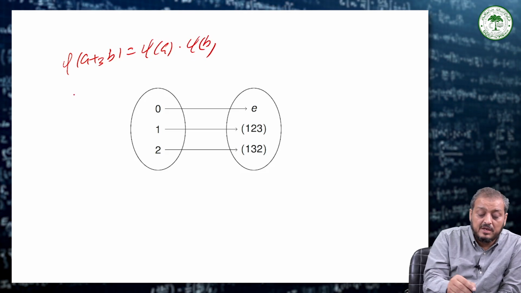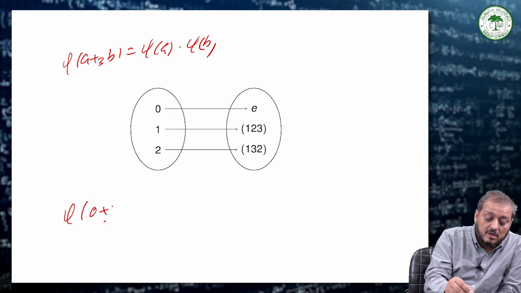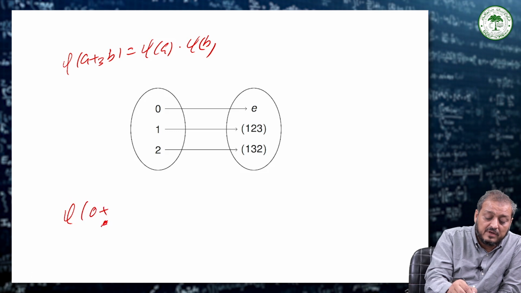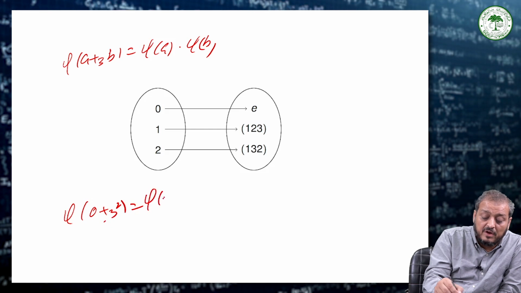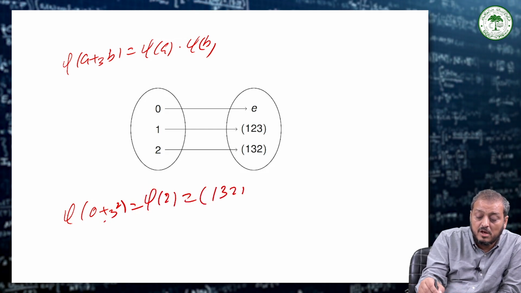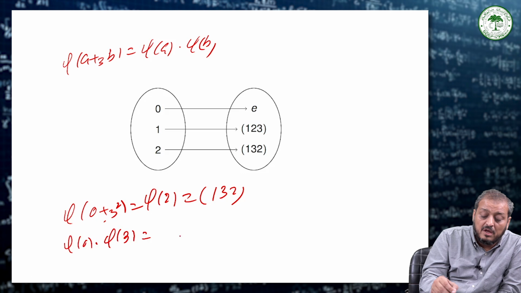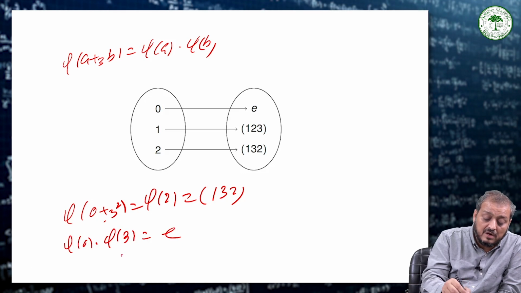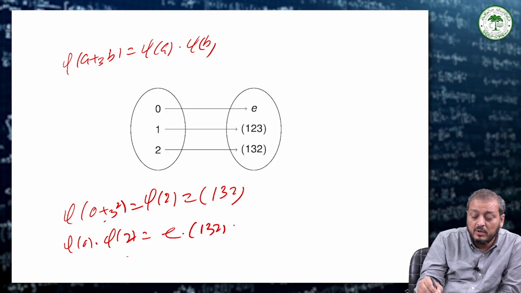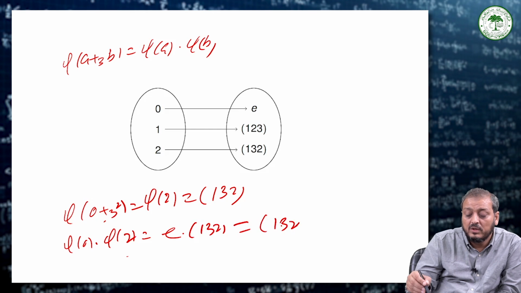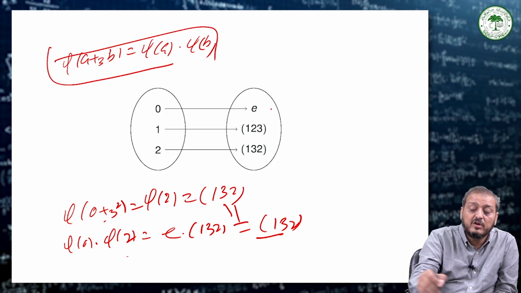We have any element, I already showed that 0 plus modulo 3. If you take for example 2 modulo 3, then it is nothing but phi of 2, and phi of 2 is equal to 1, 3, 2. And if we calculate phi of 0 composed with phi of 3, phi of 0 is equal to the identity, and phi of 2 is equal to 1, 3, 2, and so the product is equal to 1, 3, 2. So this condition holds, and one-to-oneness and onto-ness are there.